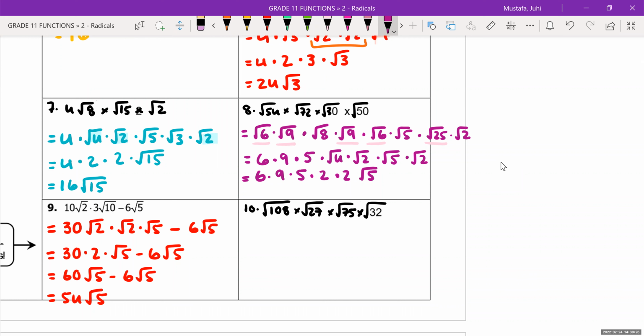Go ahead and multiply 6 times 9 times 5 times 2 times 2 and tell me what it is. 2 times 2 is 4. 4 times 5 is 20. And then that's going to be 54. So it's going to be 1,080 square root 5. No. Yes.